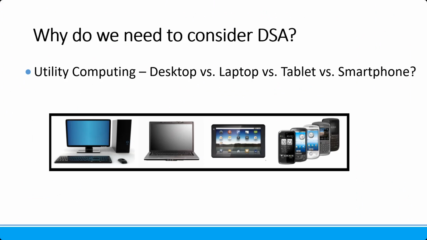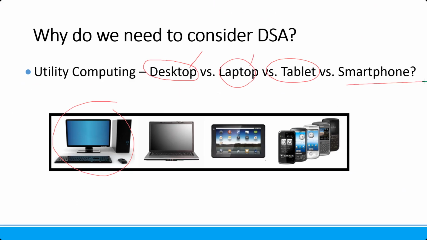Another issue is when you use your computer. What computer do you use? If you use your desktop, maybe the utility is high. But if you use your laptop, maybe the utility is lower than that. If you use a tablet, of course, the utility will be lower than desktop and laptop. If you use your smartphone, this is the lowest one.